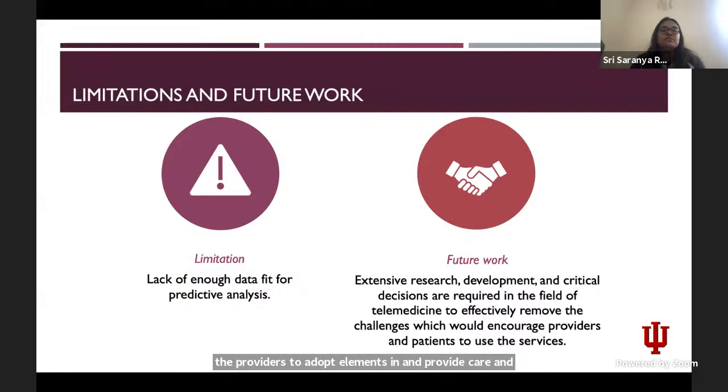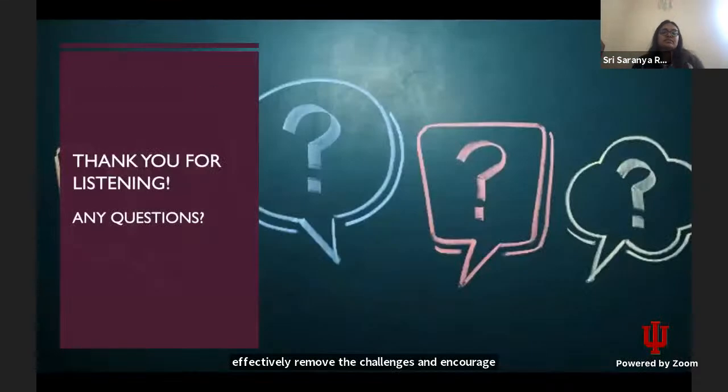One of the major limitations was lack of enough data fit for predictive analysis. And the future work of my project involves extensive research, development, and critical decisions, which would effectively remove the challenges and encourage more people to use these services. These are the references. Thank you for listening. Any questions?